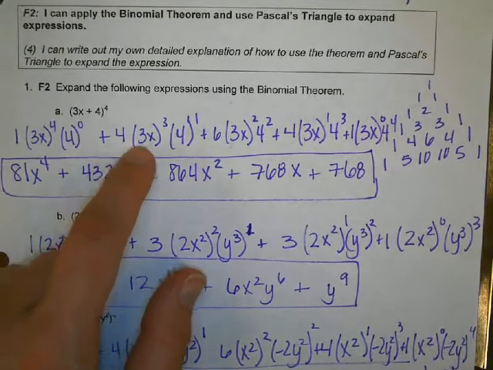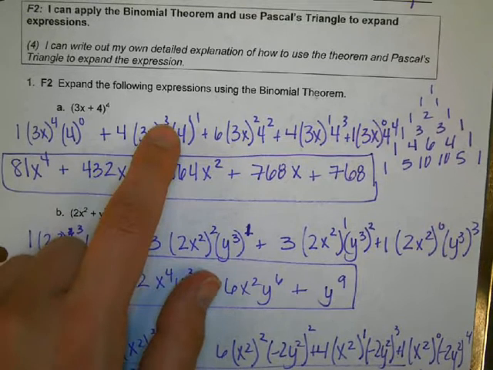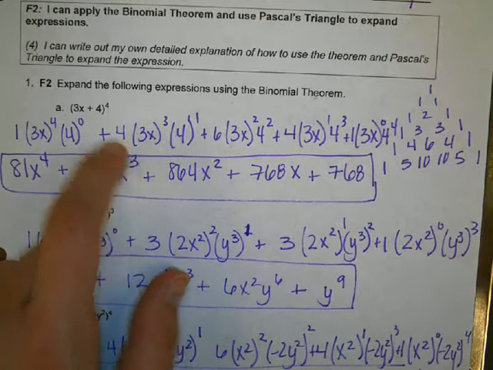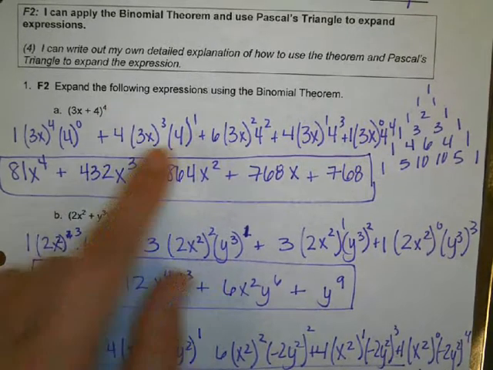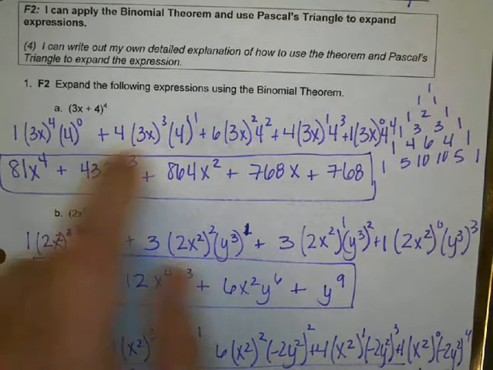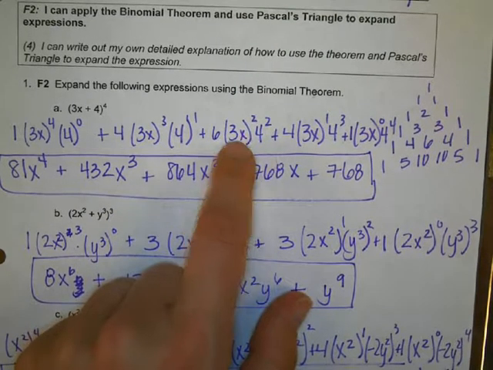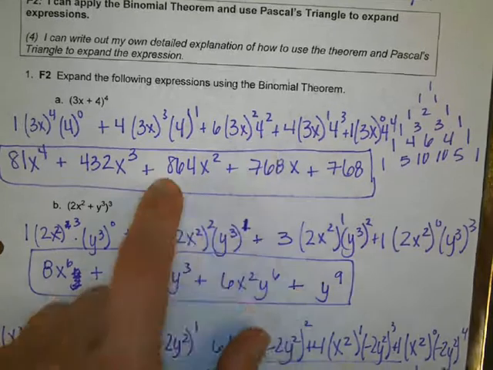Here, you'd have to raise the 3 first. So 3 cubed is 27. And then we'd multiply that 27 by this 4 and this 4 to get 432. Here, 3 squared is 9. And we'd multiply that 9 by 6 and by 16 to get that number.